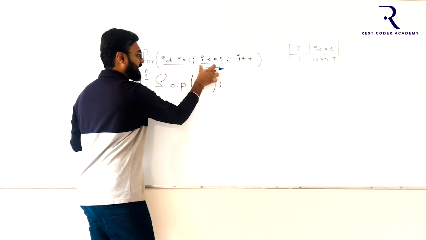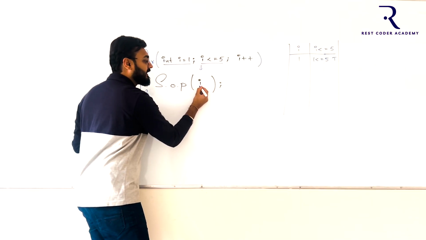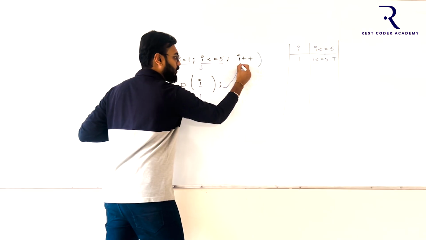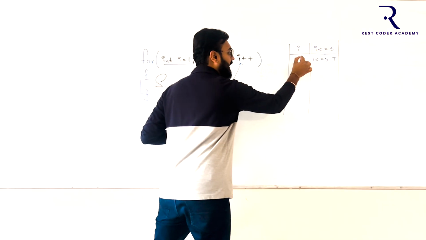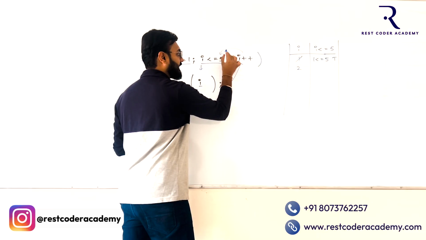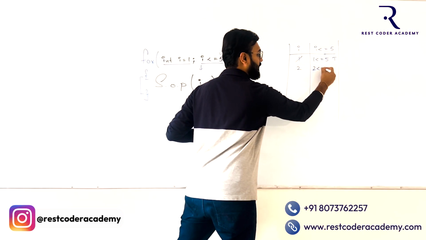True. Once the condition is true, the control gets inside the block here and I am printing the value of i. What is the value of i here? 1. After that, the control goes to update. So the i value increments by 1 here. That becomes 2. Next, again I have to check the condition. So what is the value of i? 2. Is it less than or equal to 5?